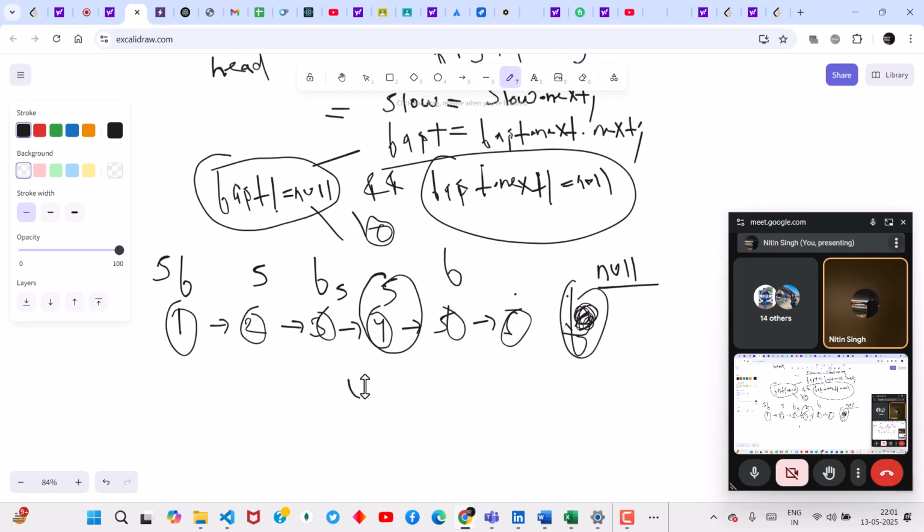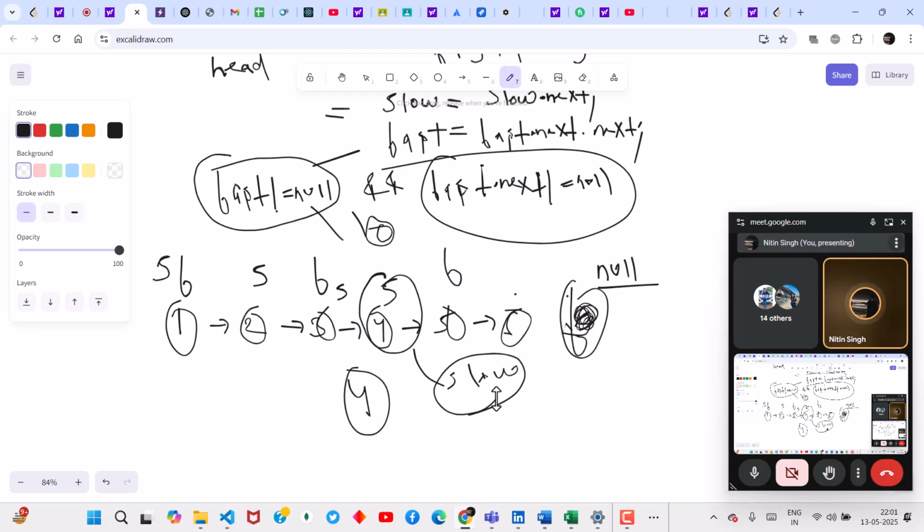That is 4. Now, what I have to do is make my iterations. I'll have to use this algorithm until either my fast is equal to null or my fast.next is equal to null. If it is, the whole loop will break, and the place where your slow pointer is, your slow pointer will be giving you the middle node of your linked list.